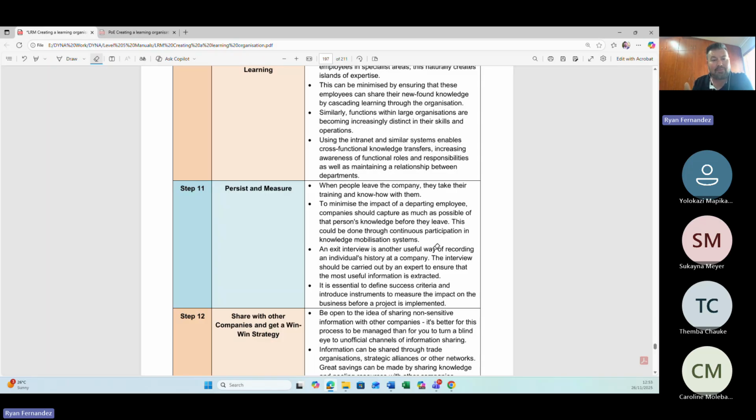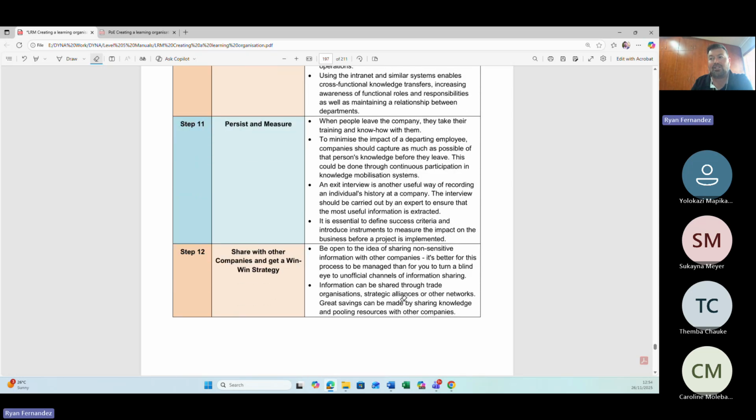So if the knowledge is not being put in the technology, or there's no mentorship, or there's no access to subject matter experts, then we need to measure it to see if we're going forwards or backwards. And if we don't measure something, we're not going to get it. We often say, if you want something, you need to measure it. And if we want more knowledge to come through the system, we need to measure that knowledge and make sure that we're growing. And then we can share with other companies and get a win-win strategy.